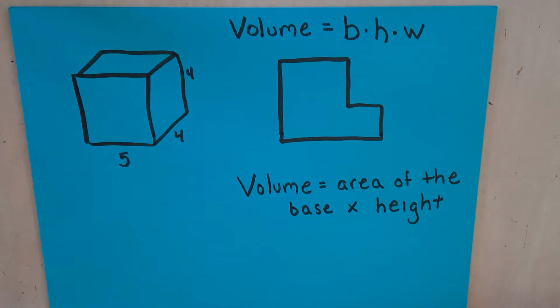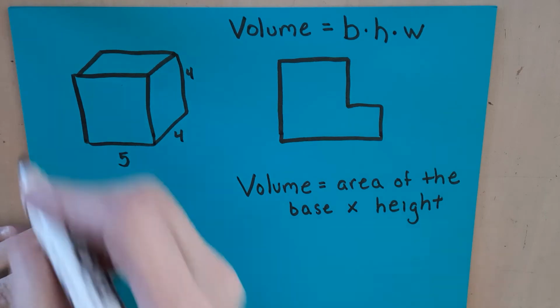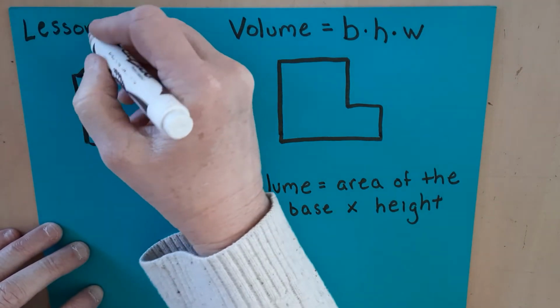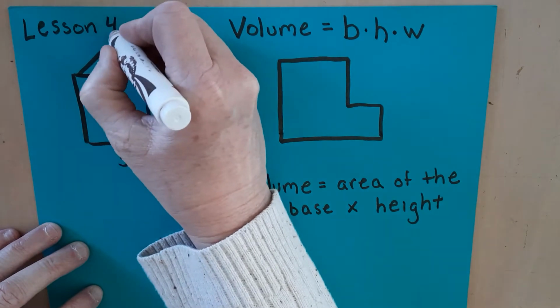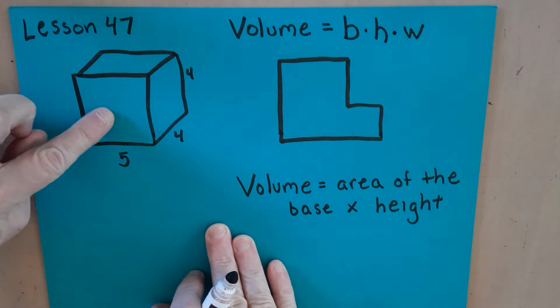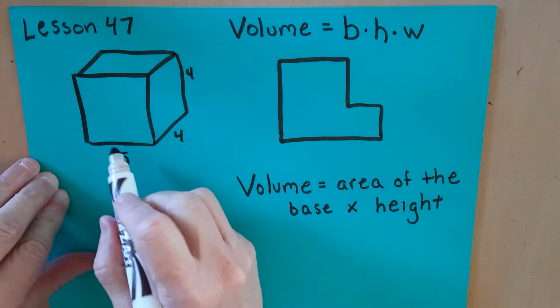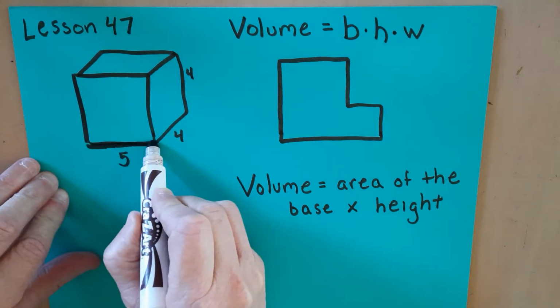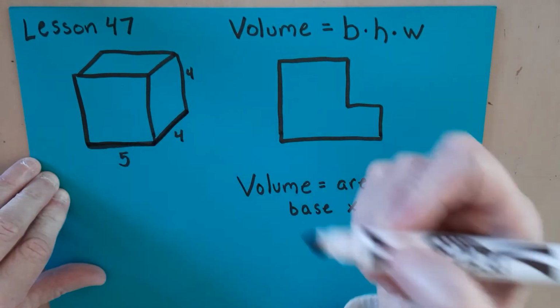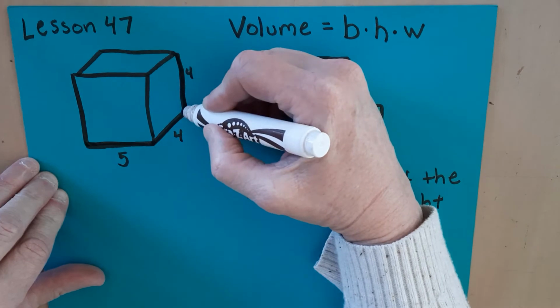Okay, so lesson 47 talks about finding the volume of certain objects. And finding the volume of things is one step further than finding the area. We're going to take a look, first of all, with this cube. We're going to say that this cube is 5 inches this way, and 4 inches wide, and 4 inches high.